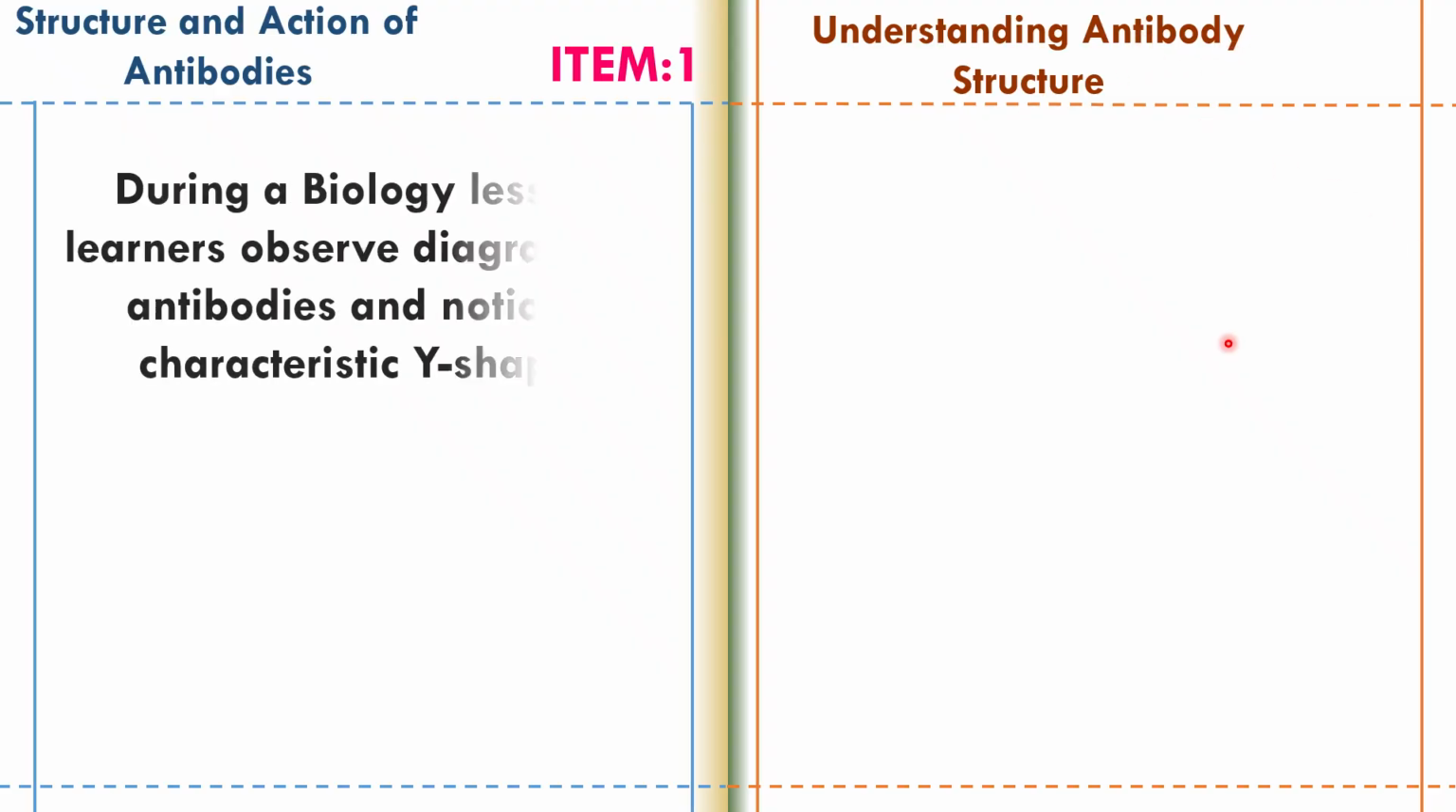Structure and action of antibodies. Item 1. Understanding antibody structure. During a biology lesson, learners observe diagram of antibodies and note a characteristic Y shape.